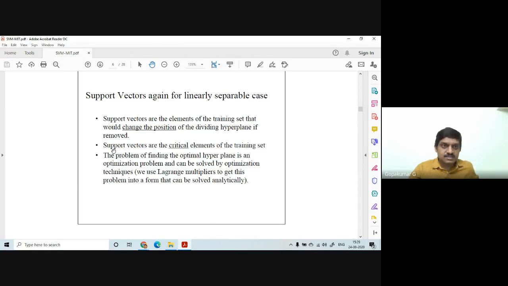And now the problem of finding the optimal hyperplane is an optimization problem. Again, it's an optimization problem because you have to find out the best W weight vector, which will actually reduce the error. Okay, and it can be solved using an optimization technique, through a technique called Lagrangian multipliers. Here also we will not go into the mathematics behind it, but using the principles of Lagrangian multipliers is the way the optimization is actually done.